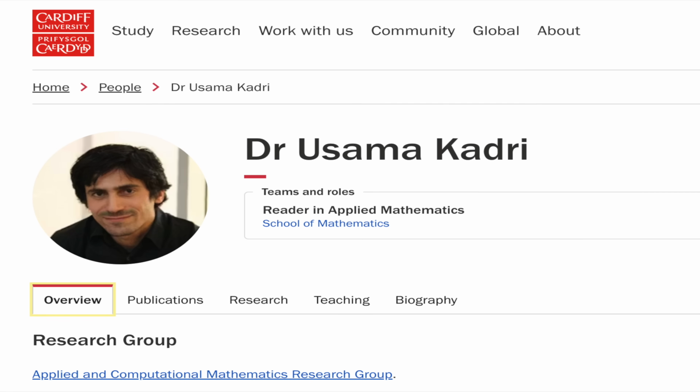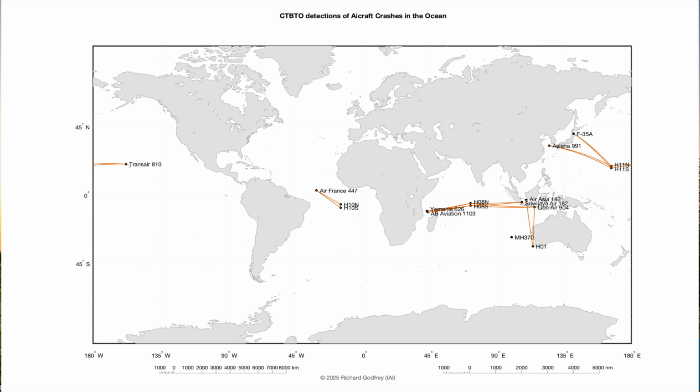And the team at Cardiff University studied the CTBTO data in the MH370 timeframe in March 2014, but they also studied the data between 2009 and 2022 for 9 other aircraft accidents with ocean crashes at known locations, and also for 1 submarine implosion accident, the ARA San Juan, in 2017. Ocean Infinity discovered the wreck of ARA San Juan on the 17th of November 2018.